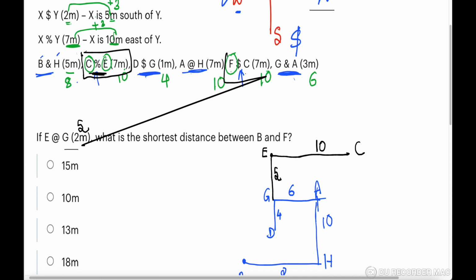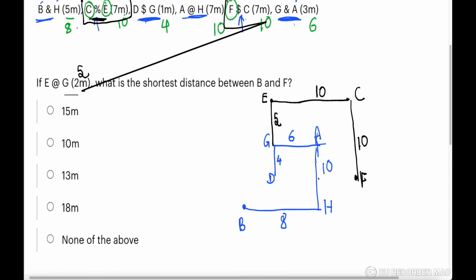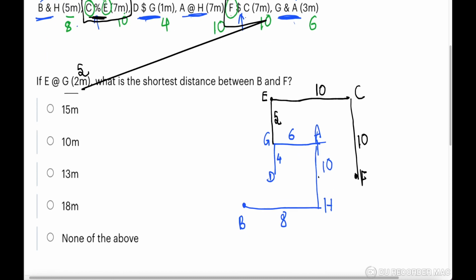So this much is 5. So here F will come over here. Okay, F 10 meters. Now you have to find out the shortest distance between B and F. B and F, which means you have to find out this distance. So what is this distance? How to find it out? Now to find this distance out, what can you do?